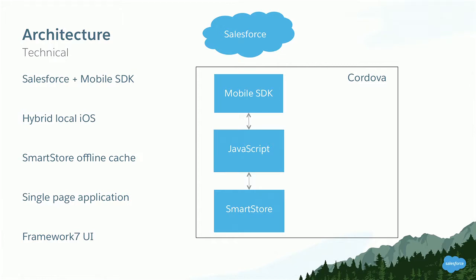Smart Store is a feature of the Salesforce Mobile SDK that basically gives you a local database, so I can work against that rather than the Salesforce remote database. And finally, I'm using Framework 7. So you may have noticed that application was styled to look rather like an iOS application, and that was all done by Framework 7. It's a really nice library.